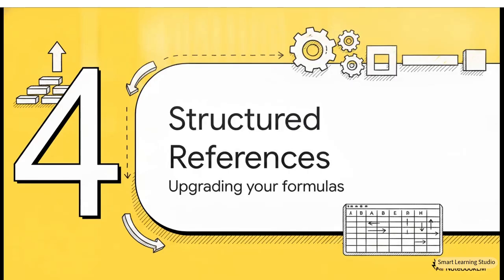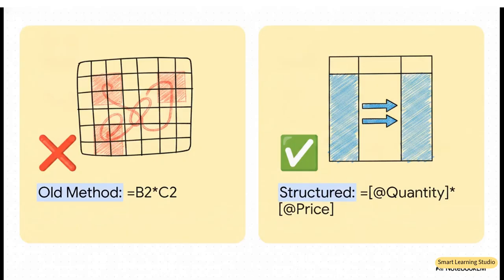Let's look at Section 4, using structured references, upgrading your formulas. Check out this difference in action. Over on the left, we've got the old clunky cell reference method, equals B2 times C2. I mean, sure, it does the math, but what does it actually mean? You have to manually trace the cells with your eyes just to figure it out. Now look on the right at the sleek new structured reference, equals quantity times price. Because the table actually understands its own structure and its column headers, you can just use the plain English names of the data you're multiplying.